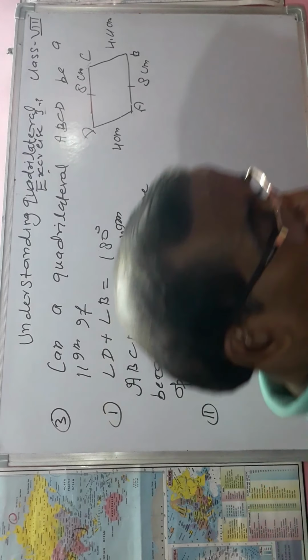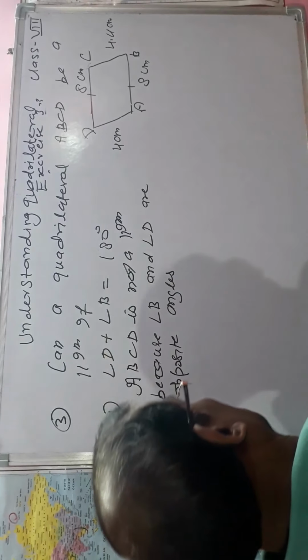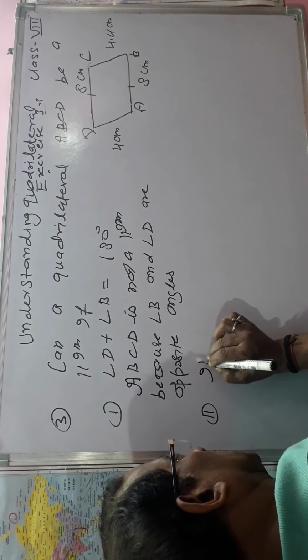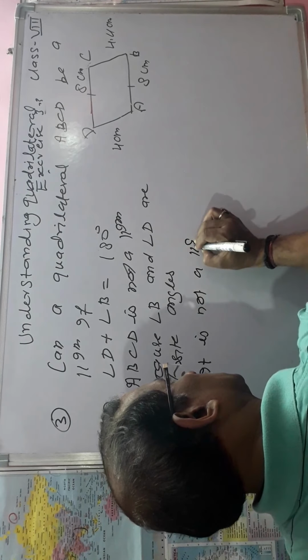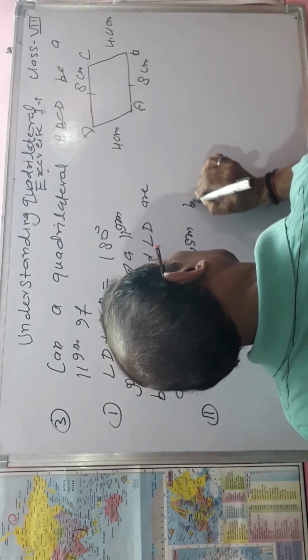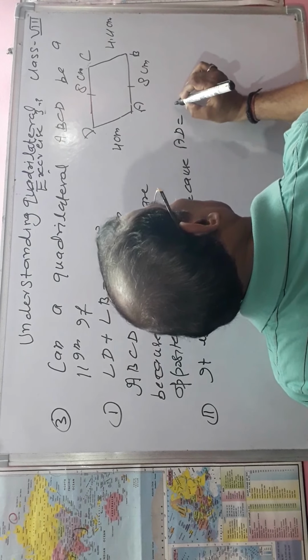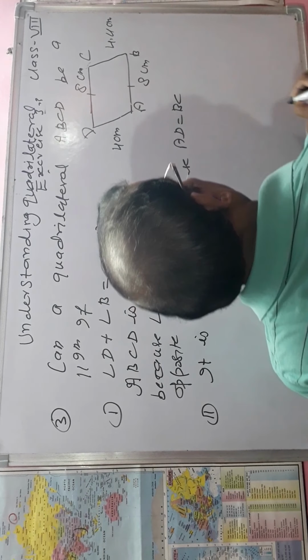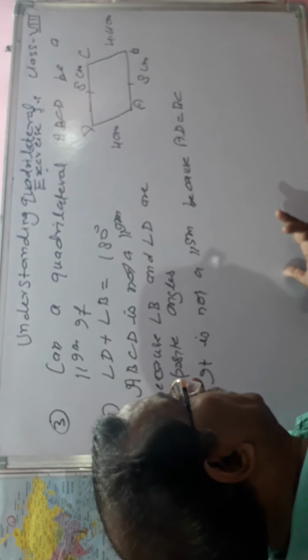Now in the second part, it is not a parallelogram because AD is not equal to BC, because opposite sides of a parallelogram must be equal.